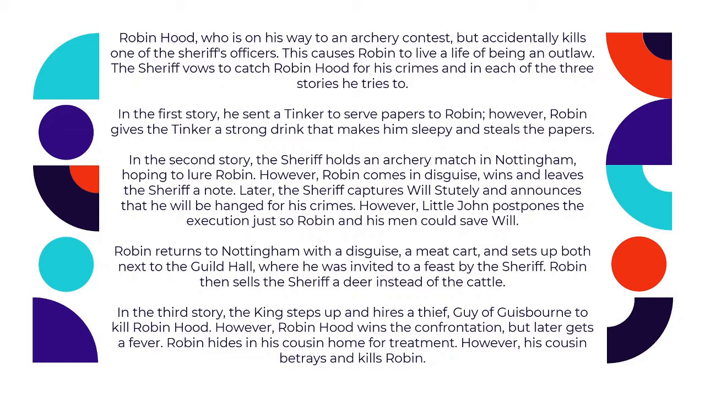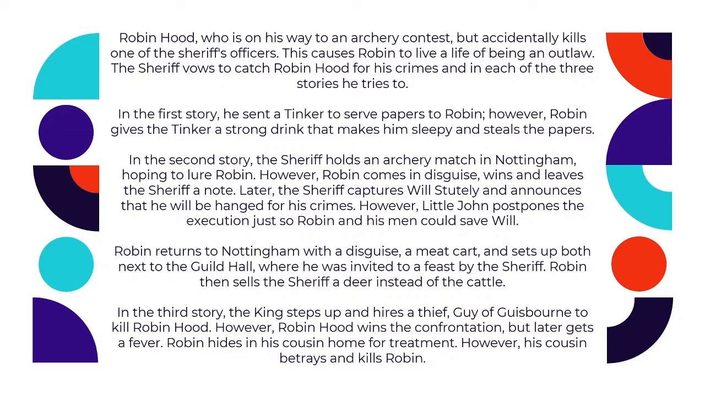Robin Hood is on his way to an archery contest but accidentally kills one of the sheriff's officers. This causes Robin to live a life of being an outlaw. The sheriff vows to catch Robin Hood for his crimes, and in each of the 3 stories he tries to. In the first story, he sends a tinker to serve papers to Robin Hood. However, Robin gives the tinker a strong drink that makes him sleepy and steals the papers.